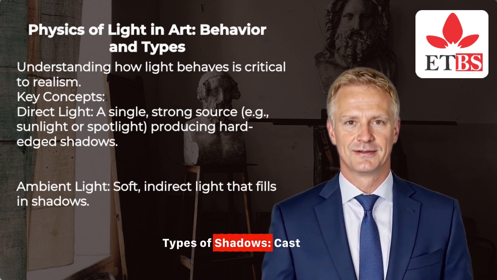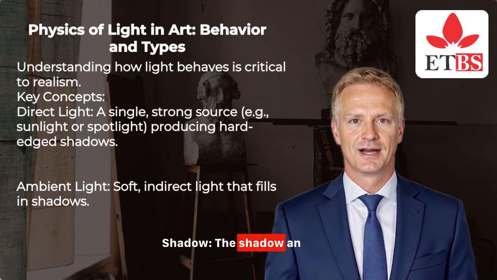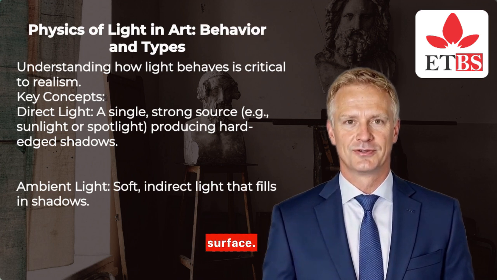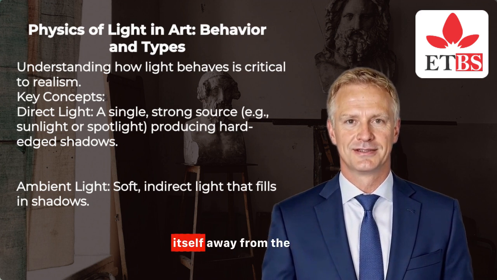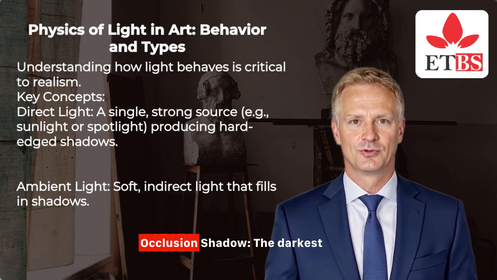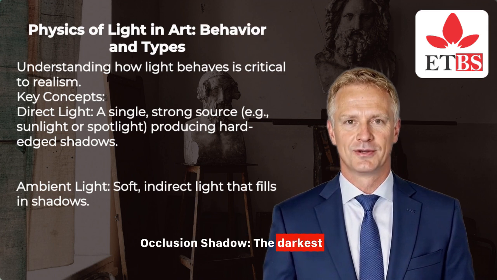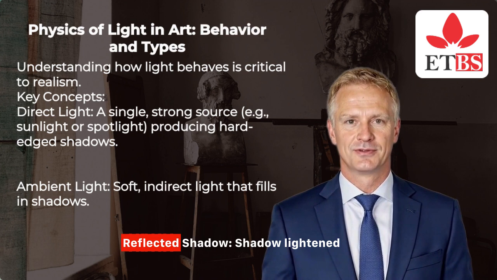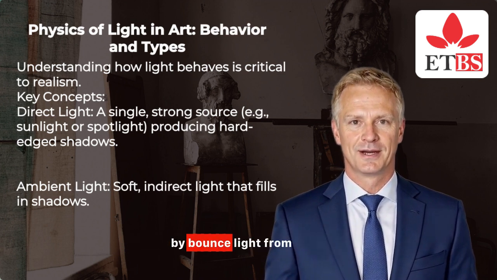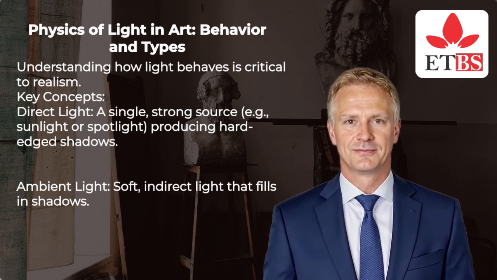Types of shadows: cast shadow, the shadow an object casts on another surface. Form shadow, the darker area on the object itself away from the light. Occlusion shadow, the darkest part where two objects meet or touch. Reflected shadow, shadow lightened by bounce light from adjacent surfaces.